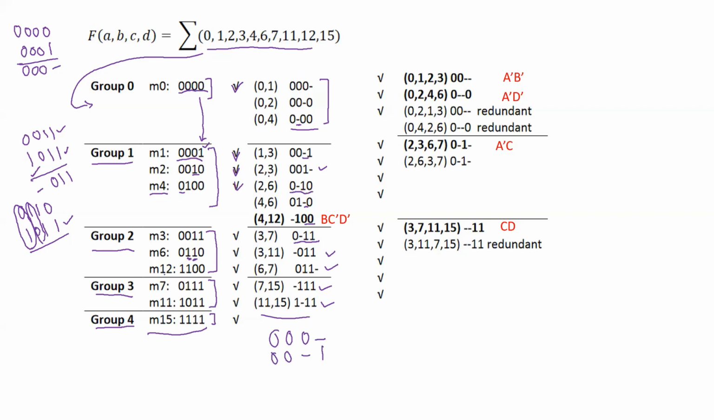Now coming towards 0, 1, 2, 3. So here, 0, 1 is like this and 2, 3 is like this. 0, 0, 1 and this. So here you can see only one bit is different. So you will be going to write it like this.